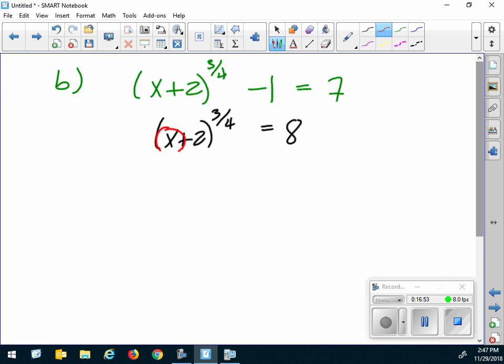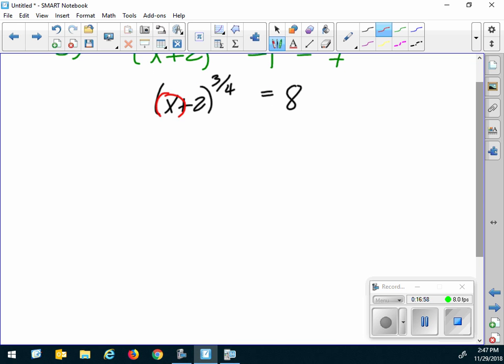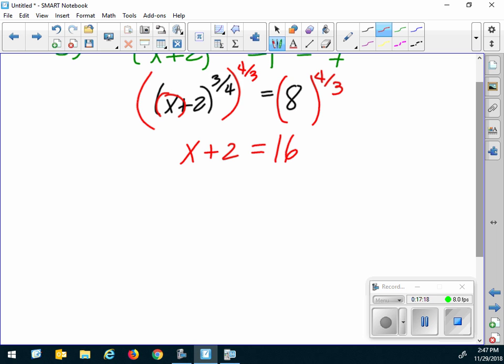You got to do this step either way. It doesn't matter. What power would I raise this to, the 4/3? So the left side's going to leave me with what? X plus 2. Now, what's the cube root of 8? 2, and 2 to the 4th power. Subtract 2 from both sides. This does have fewer steps. It does.